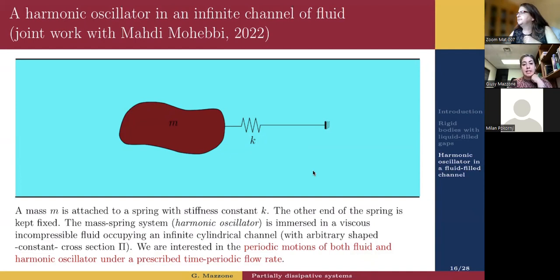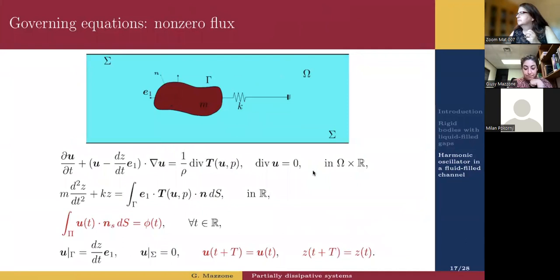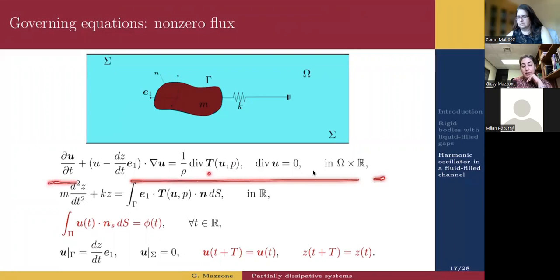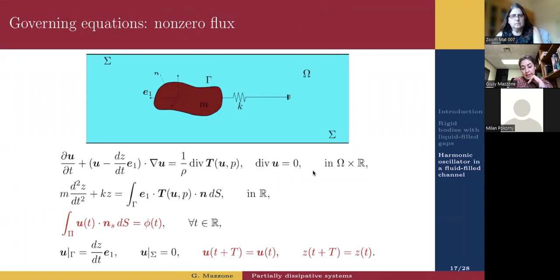So this is the problem. Let me give you the governing equations. We write the equations in a moving frame with origin at the end of the spring, which is at equilibrium, with axes E1, E2, E3, where the special one is E1, which is along the symmetry axis of the channel, of the cylinder. We call gamma the boundary of the body, and sigma the surface of the cylinder. Then the equations in this moving frame for the fluid are again the Stokes equations. Again, we have a viscous incompressible fluid. T is the same as the one before, the usual Cauchy stress tensor for a Newtonian fluid. Of course, you have an additional term here because of the moving frame.